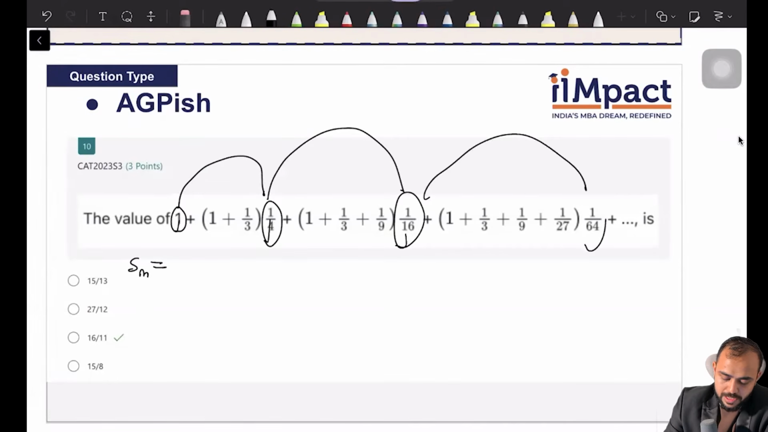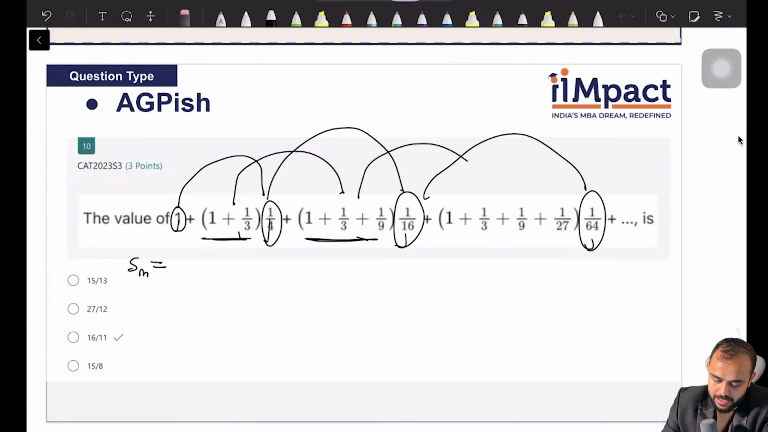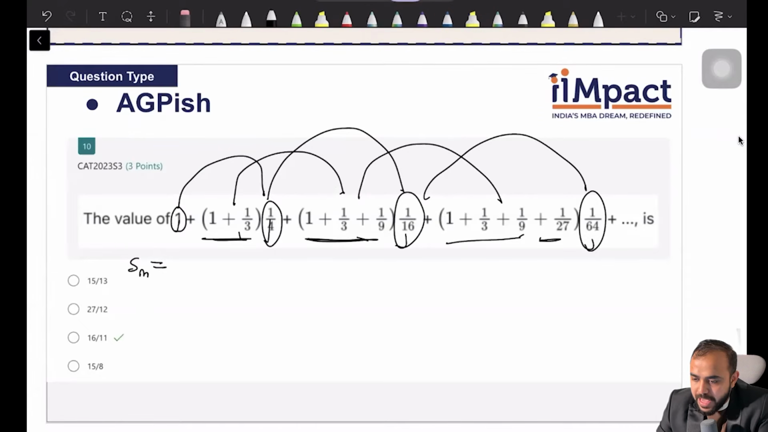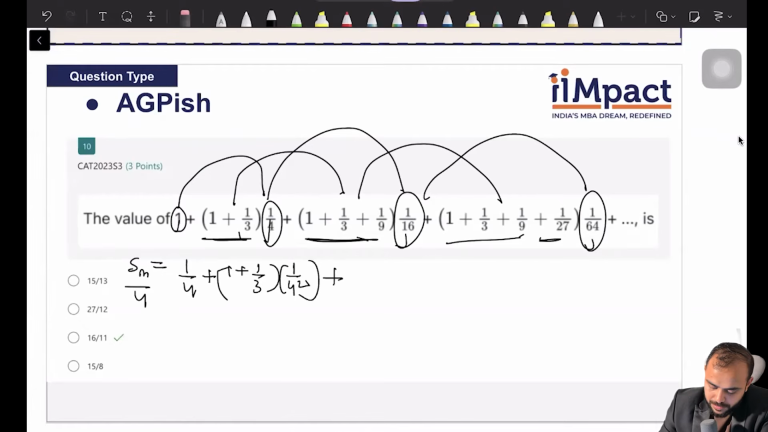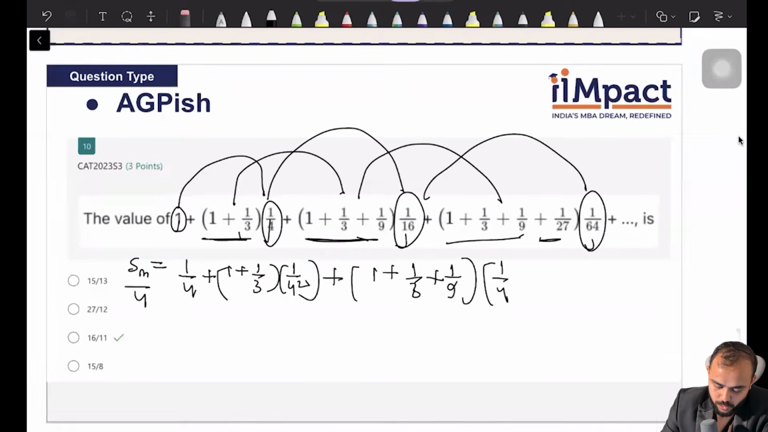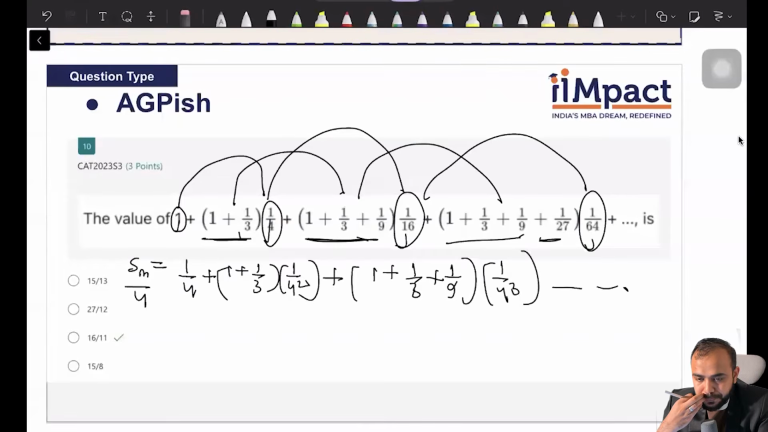Now the thing that I have observed is there are terms that are in GP. All right. And something is getting added to each term. So what I'll do is I will multiply Sn with this 1 by 4, and I'll get 1 by 4 plus 1 by 3 into 1 by 4 square plus 1 plus 1 by 3 plus 1 by 9 into 1 by 4 cube and so on.